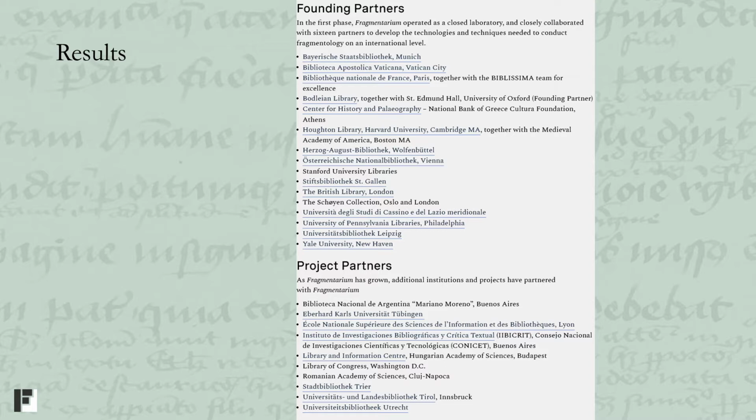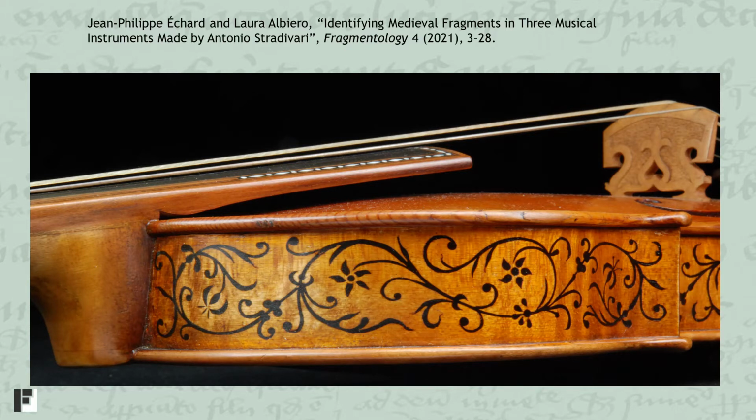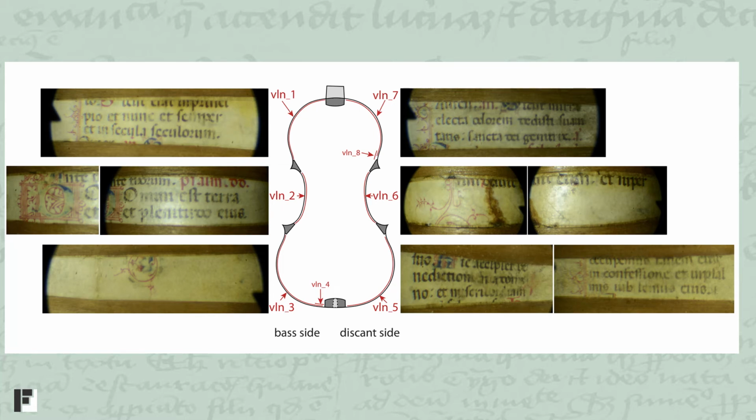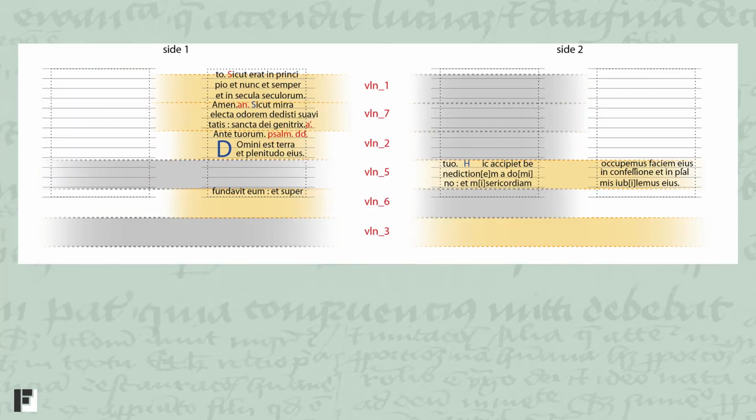But digital libraries, medieval libraries, had the technology, and this is where Fragmentarium comes from. So as we're discovering, there's lots of fun fragments in other places. We have a Fragmentarium video conference on this by Jean-Philippe Echard, who is the conservator at the Musée de la Musique in Paris, on fragments in musical instruments. And he also has a good article with Laura Albiero in the latest issue of Fragmentology, where they take apart this Stradivarius. This is their Stradivarius, and they stuck an endoscope down it and got bits of a Book of Hours, 15th century use of Rome, which they could then reconstruct.